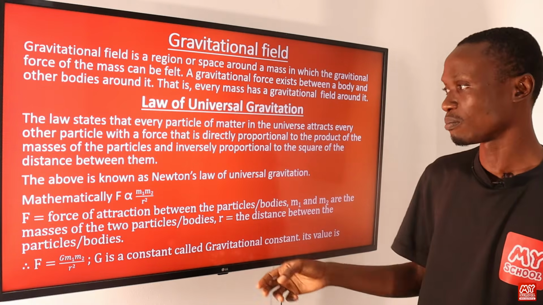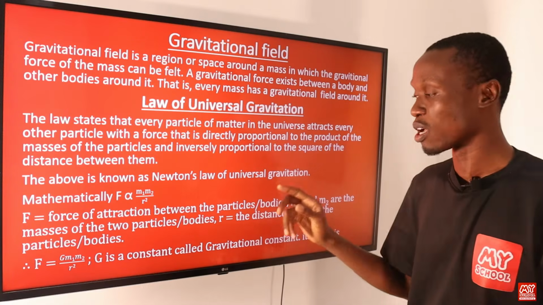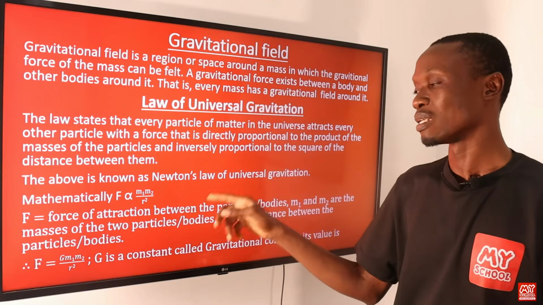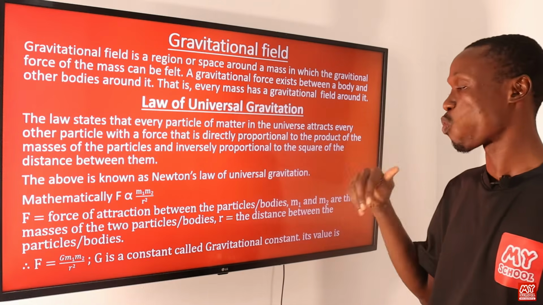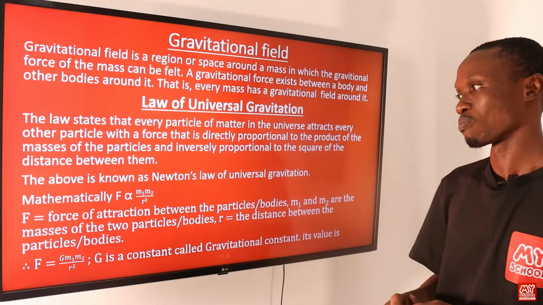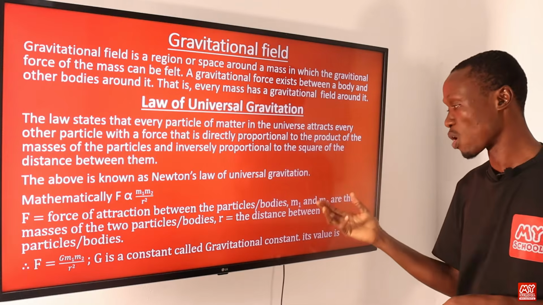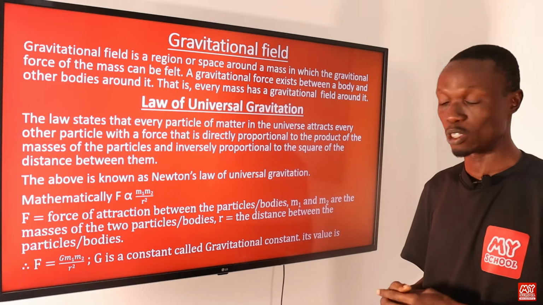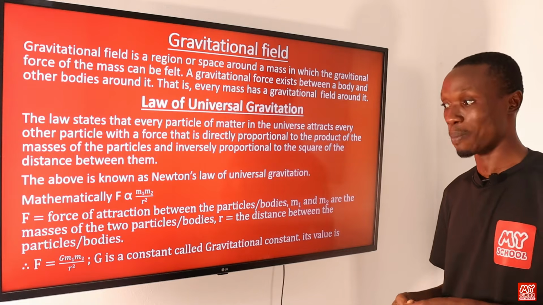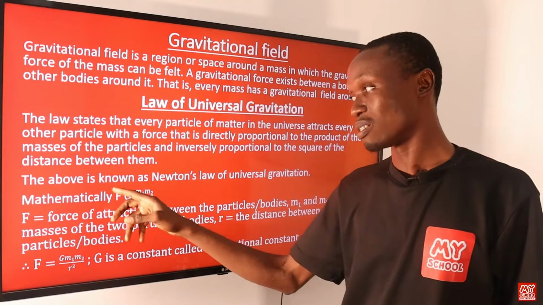Mathematically, the law can be stated as F is directly proportional to the product of the masses of the particles, which is m1 m2, and inversely proportional to the square of the distance between the particles. Where F stands for the force of attraction between the particles or bodies, m1 and m2 are the masses of the two particles or bodies, while R is the distance between the particles or bodies.